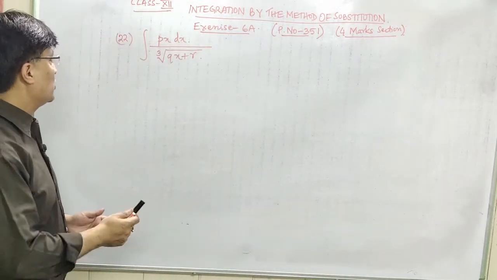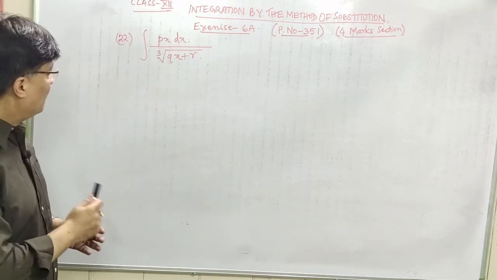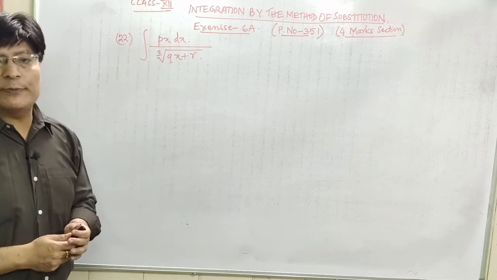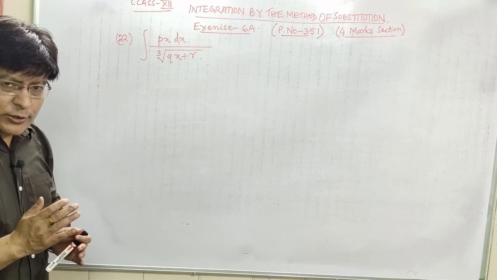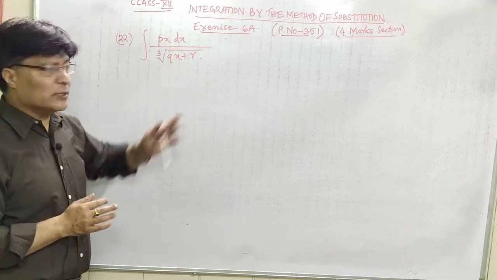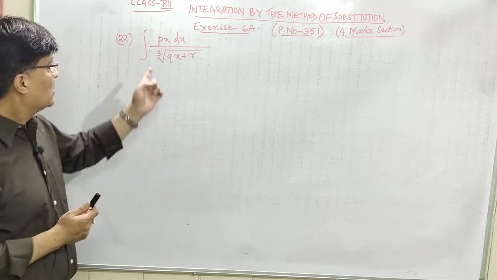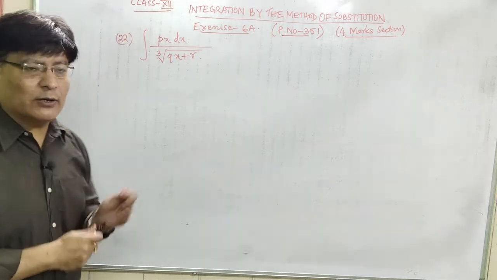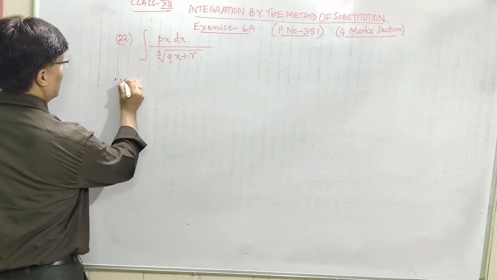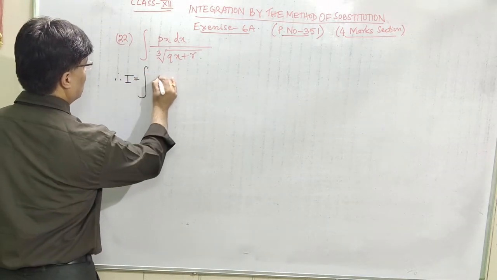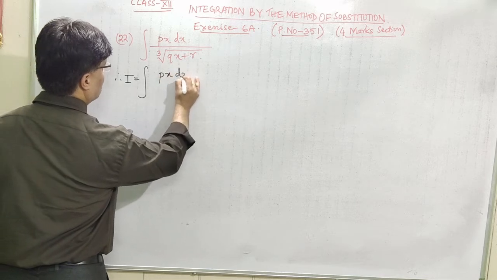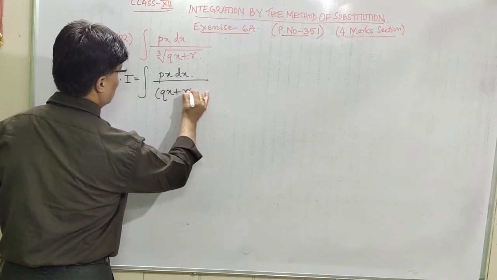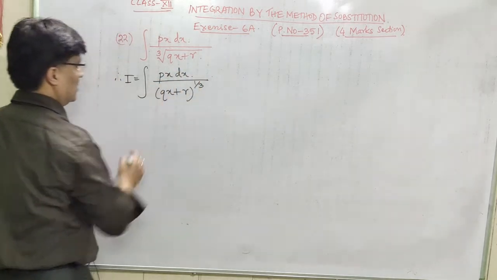So now let's do the next question. You have to evaluate the integral of px dx divided by the cube root of qx plus r. In this case also you can assume this qx plus r as z. Before that, this cube root of qx plus r can be written as qx plus r whole to the power 1/3. So let us write I is equal to the integral of px dx divided by qx plus r whole to the power 1/3.